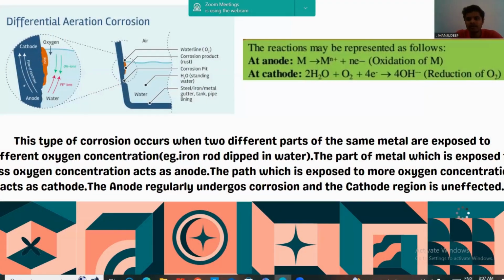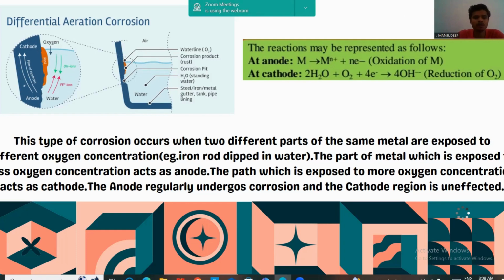So the reaction may be represented as follows: at the anode, oxidation of the metal takes place, and at the cathode, a reduction takes place. In oxidation, let's take an example of iron. Iron gets oxidized to iron ions, whereas at the cathode, hydroxide ions are formed. When these iron ions combine with these hydroxide ions, iron hydroxide, Fe(OH)2, is formed. When this Fe(OH)2 combines with atmospheric oxygen and moisture, hydrated iron oxide is formed, which is what is called rust.